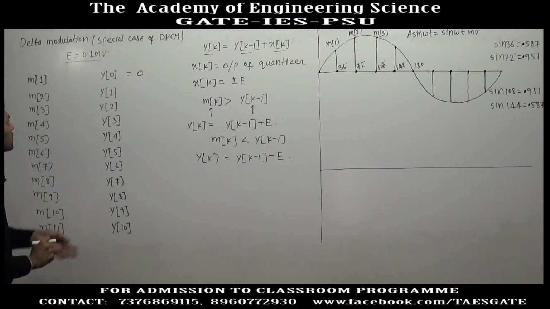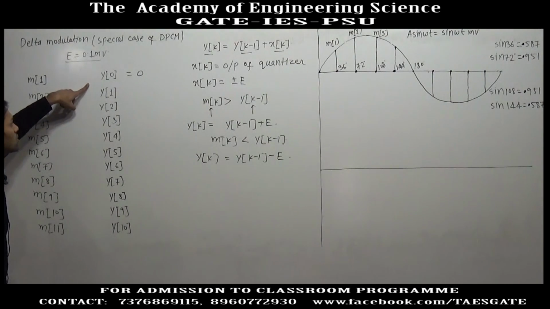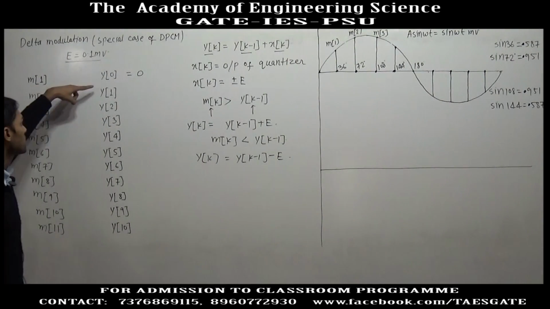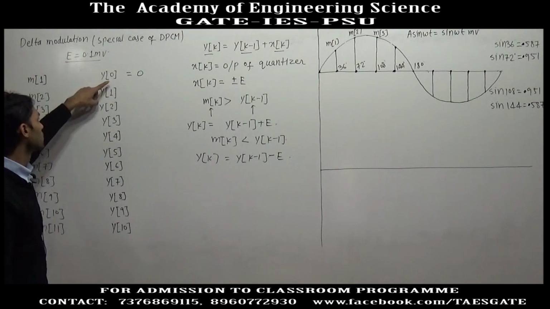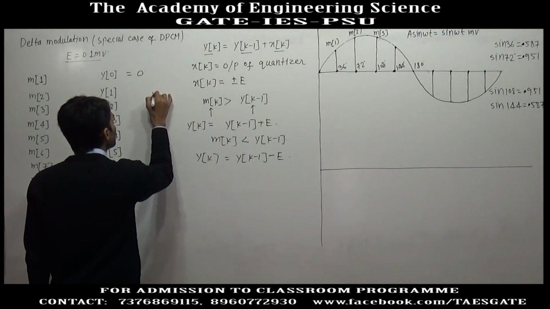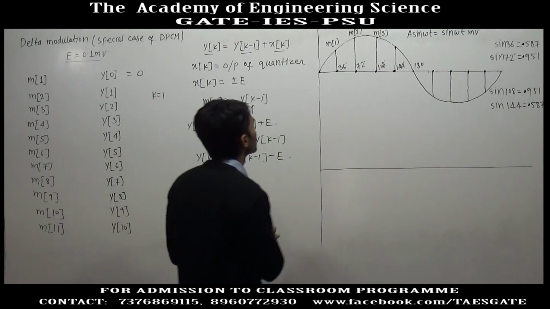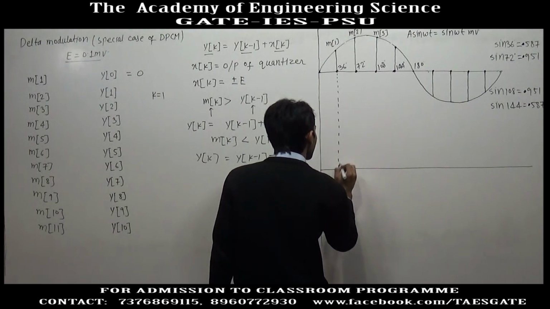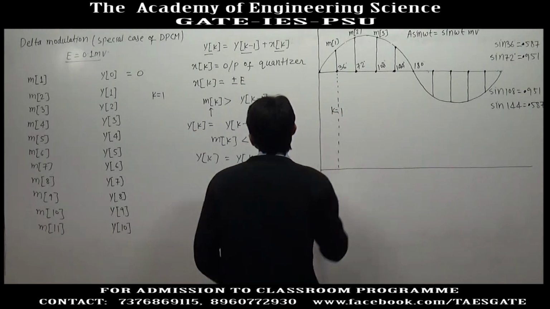So, suppose k is equal to 1, then the present input will be M1 and the previous output will be M0. So, for k equal to 1, here we have k equal to 1, this is k equal to 1.